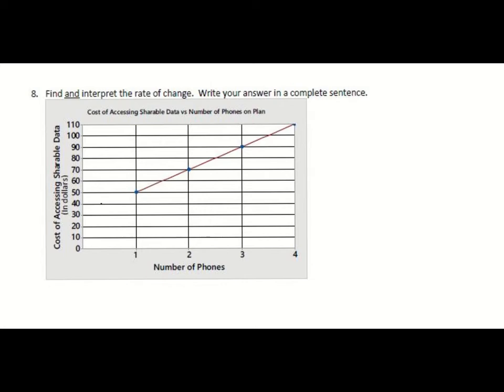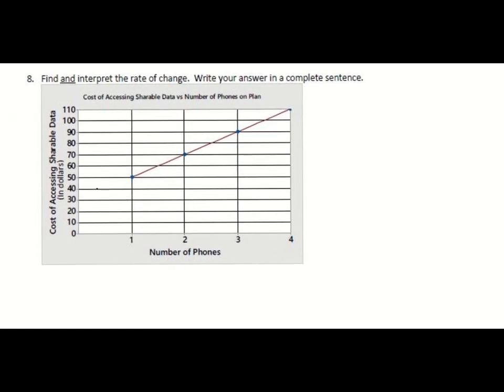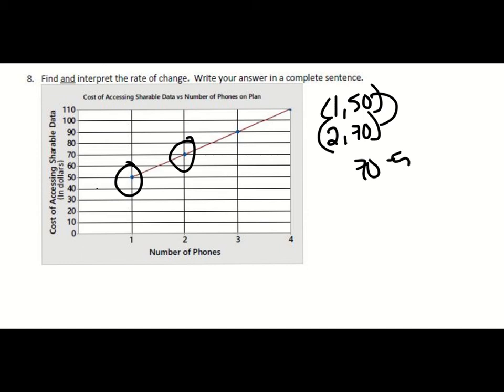Okay, so 8 wants to find and interpret the rate of change. So this is my number of cell phones and the cost of accessing my shareable data. On this one, basically my rate of change, if I look at this, this was at 150. I'm going to say this was at 270. So I'm just basically going to go 70 minus 50 over 2 minus 1. So 20 over 1 is 20.